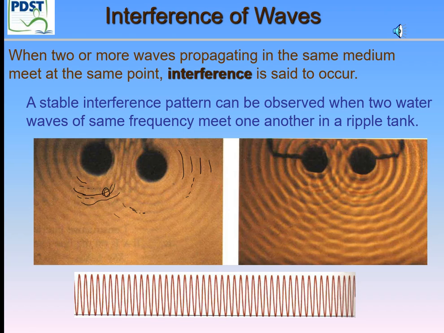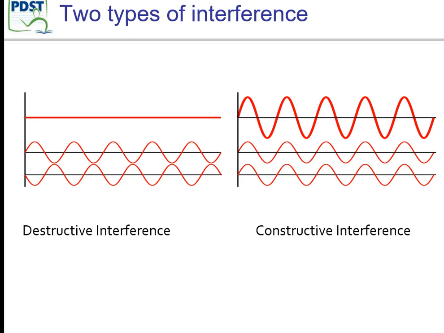So when you talk about interference, you have two waves from two different sources. The waves are going to cut each other. They can cut each other as crests, or they can cut each other as troughs. Or a crest can cut a trough. So when we talk about waves, we have what we call two types of interference: destructive interference and constructive interference.